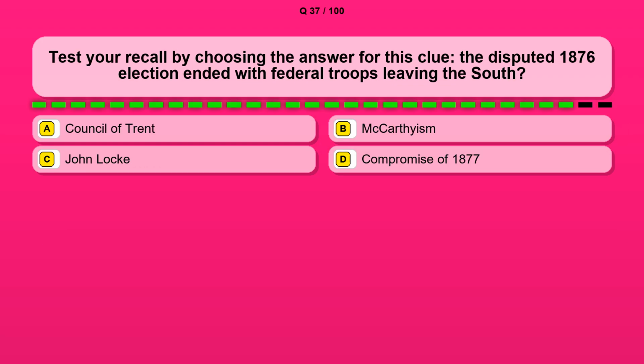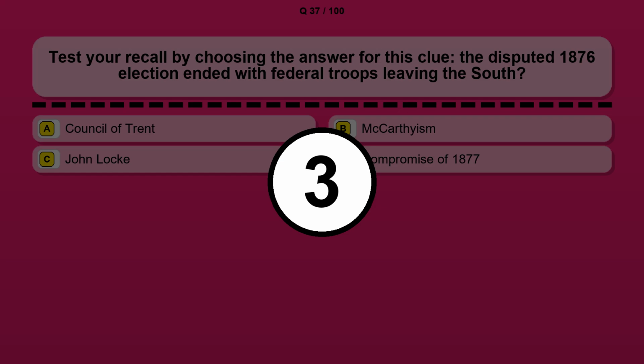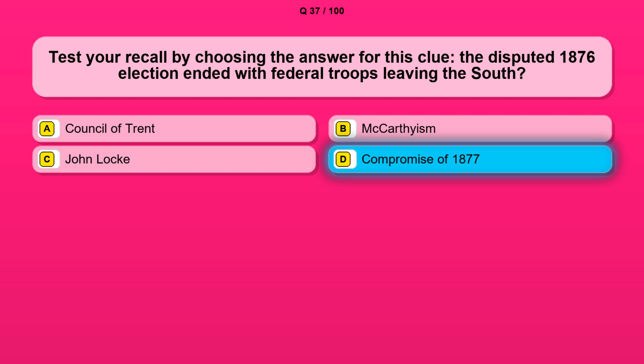Question 37. Test your recall by choosing the answer for this clue. The disputed 1876 election ended with federal troops leaving the South. Option A, Council of Trent. Option B, McCarthyism. Option C, John Locke. Option D, Compromise of 1877. The correct answer is option D, Compromise of 1877.